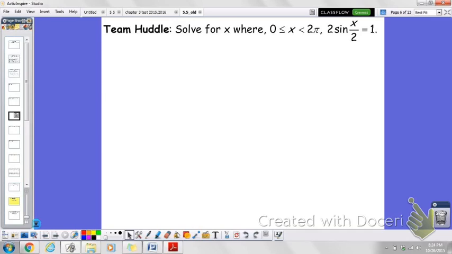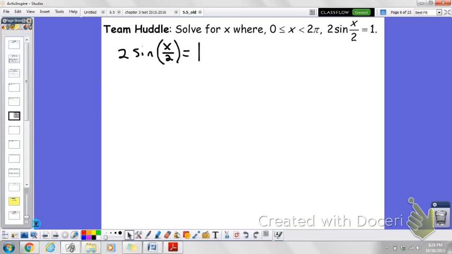Our next example is we are again solving for x whenever it is between 0 and 2 pi. And this time our equation is 2 times the sine of x over 2. And notice this is the sine of x over 2, not sine times x over 2. And we're going to find out when that is equal to 1.